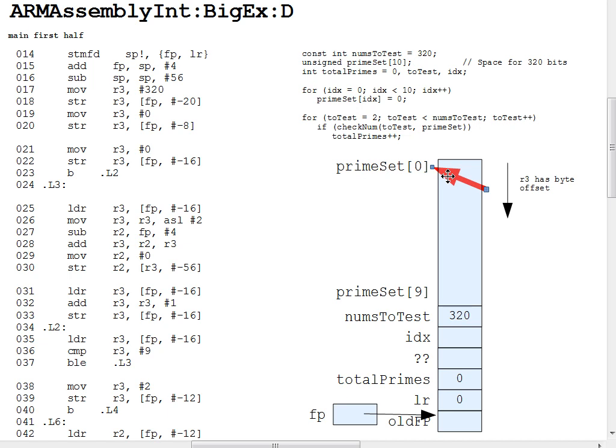And the answer is it's at offset minus 60, because we have to back up over the LR and then 56 bytes worth of local variables, including prime set itself. With this in mind, it's easier to see how those 4 lines work.